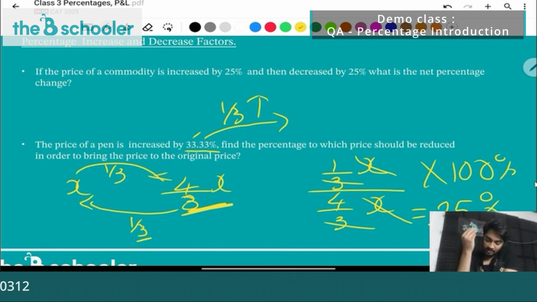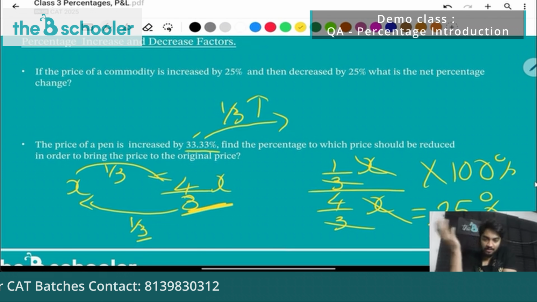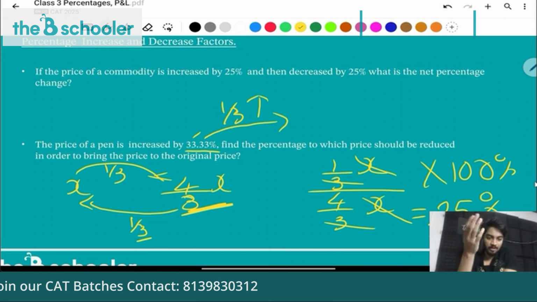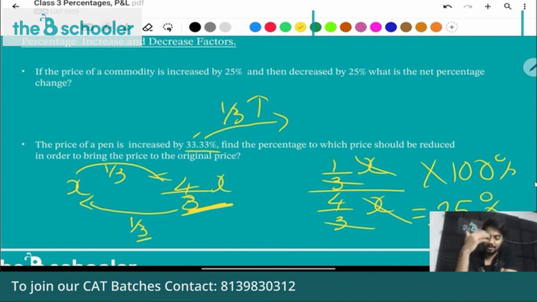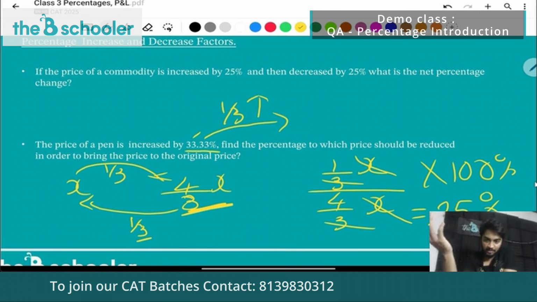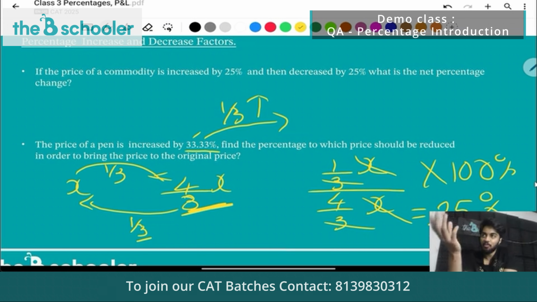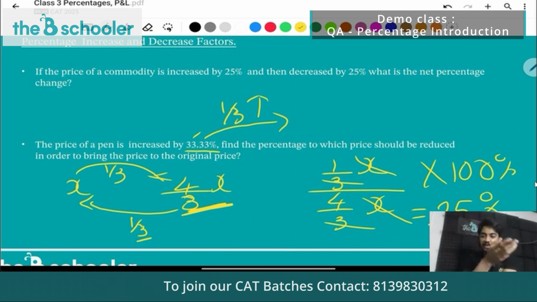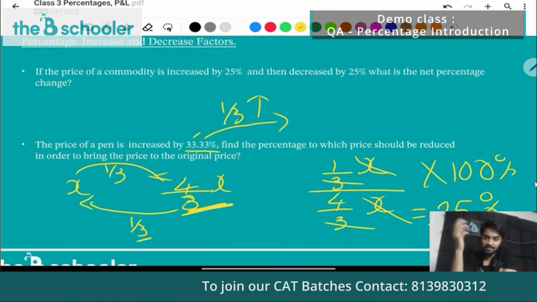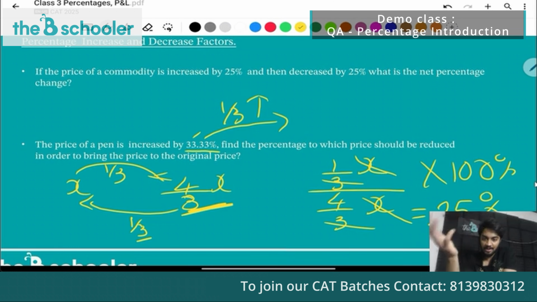One way of doing it is simply assuming, since they haven't told you what the price of the pen is, right? So you can assume any value for the price of the pen. Just make sure you stick to the other conditions that are given, that is 33 percentage increase. So from any price that you consider, 10 rupees or 100 rupees or 200 rupees, increase the price by 33.33 percentage, you get a value. From that, bring it back to your initial price. What has to be the reduction? The reduction divided by the increased price in percentage is going to give you the answer.